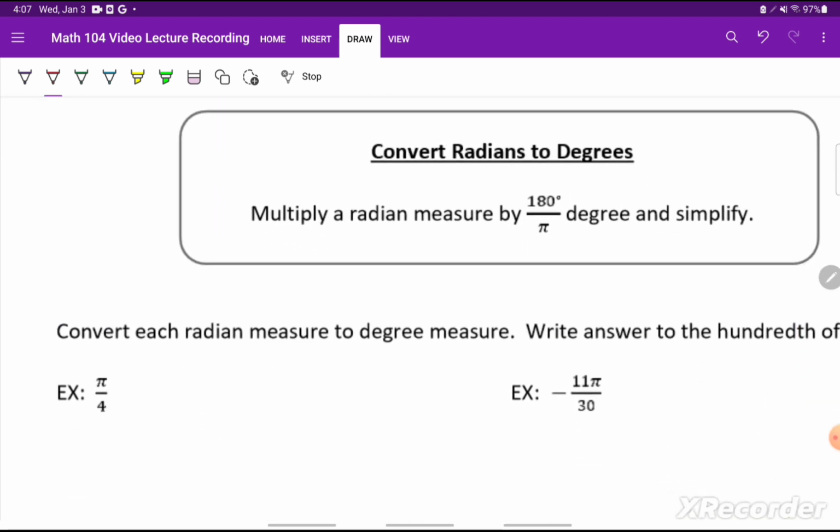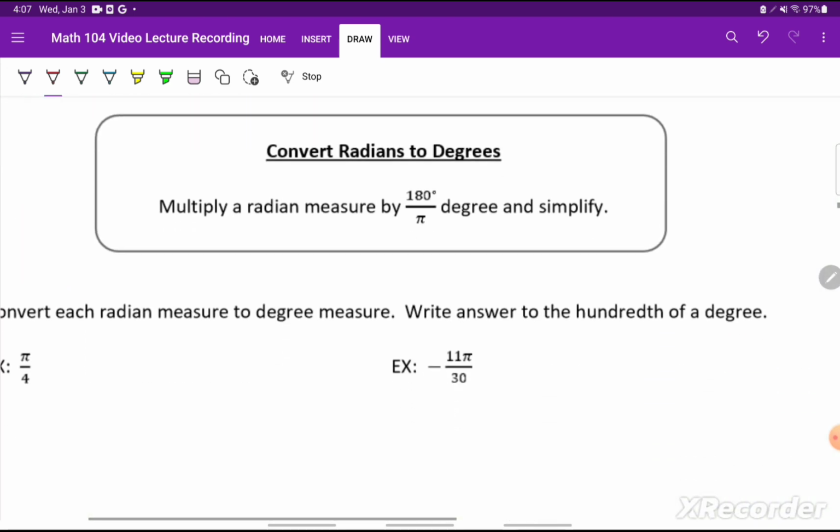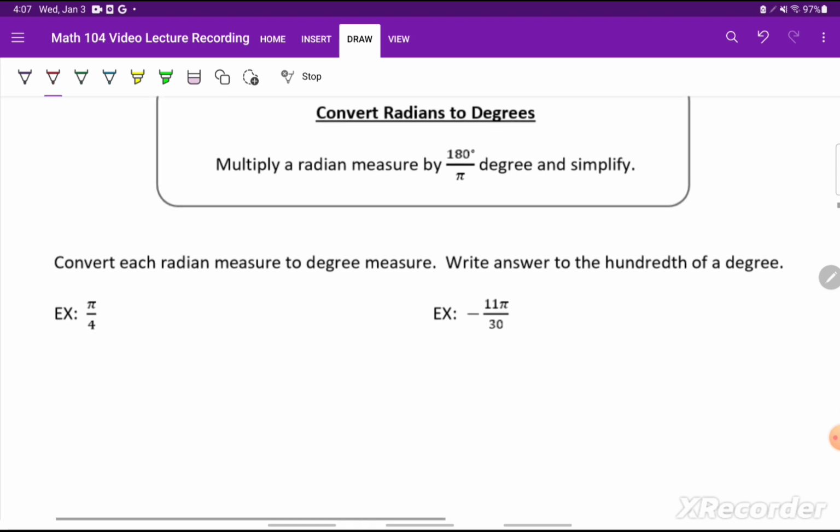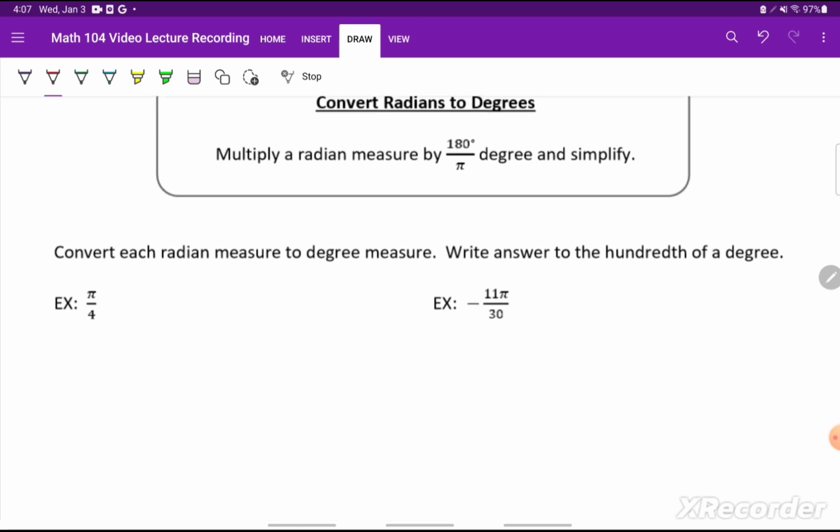Now we're ready to go the other direction. We are going to convert radians to degrees. So we're just going to multiply by the other version of this unit fraction. And remember, the term unit fraction just means a fraction that has a value of 1. And we know that 180 degrees and pi radians are equal measure, so it creates this unit fraction. Okay, to convert each radian to degrees, we're going to multiply by 180 degrees over pi.